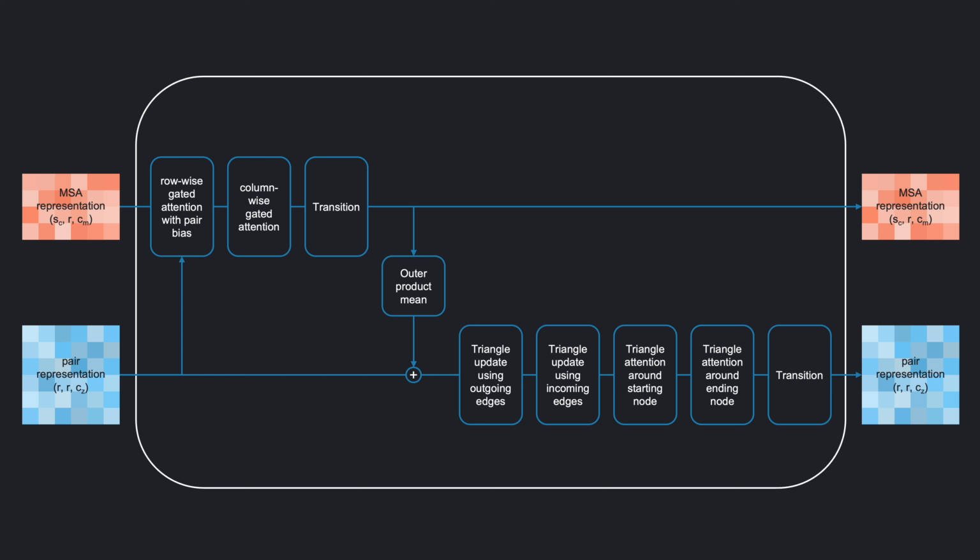The pair stack itself consists of 2 multiplicative updates, 2 attention updates, and another transition module. The multiplicative updates are computed as the sum product of 2 of the rows or 2 of the columns respectively, and the attention updates are row-wise attention using the pair representation as bias, and column-wise attention using the pair representation as bias as well, but transposed. With that, we are done with the Evoformer. Compared to an architecture like the transformer, it's a bit more involved, but I hope I could convince you that the individual steps aren't that complicated.